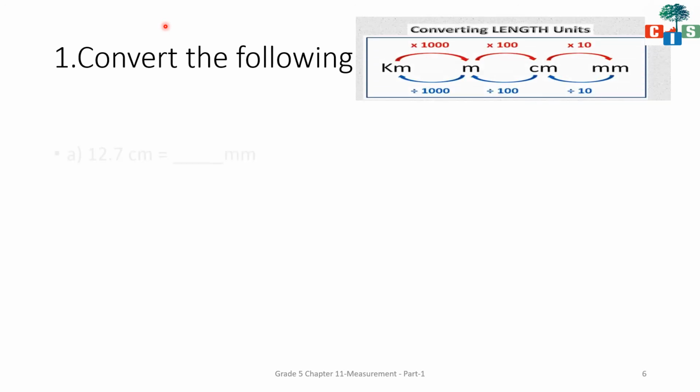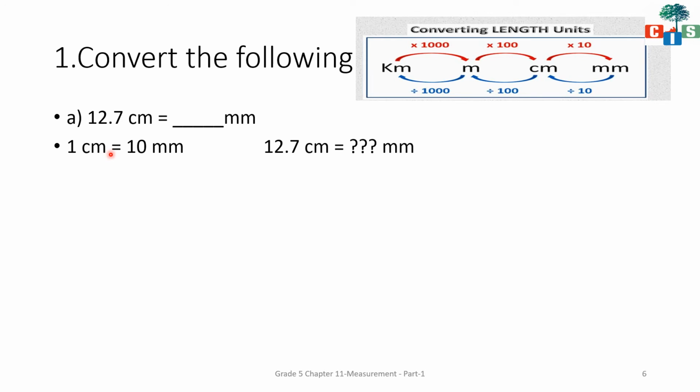Here we have sum number A, that is 12.7 centimeter equal to how many mm? mm is for millimeter. See scholars, here we have to convert centimeter to millimeter. Now you have to go through this table. This table is very important. Since we are converting from a bigger unit to a smaller unit, we have to multiply. Also you can observe in this table that we are going to its right, so we have to multiply with 10. So 1 centimeter is equal to 10 mm. This is very important, you have to remember this.